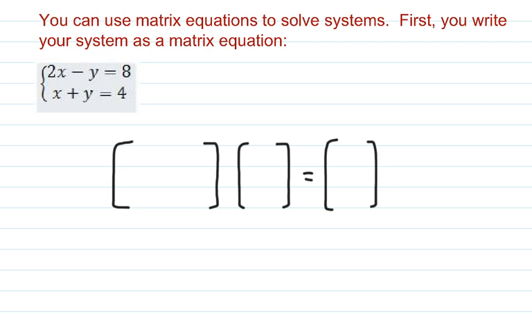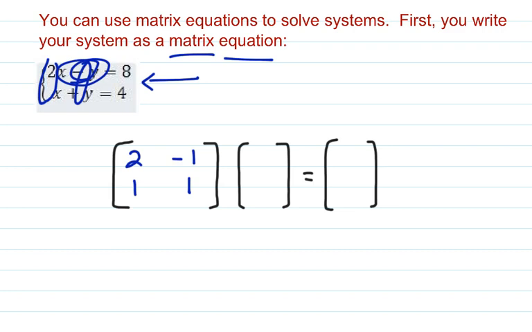Okay, now we are going to use matrix equations to solve systems, but first we have to make sure that we know how to write our system of equations that we have right here as a matrix equation. And so the way that you do that is you take your x coefficients and you put them in your first matrix, and you take your y coefficients and you put them in the matrix. Notice we take the signs with us, so that negative y is going to be a negative 1. In the second matrix, this is our variable matrix, and so we're going to put our x and our y there.